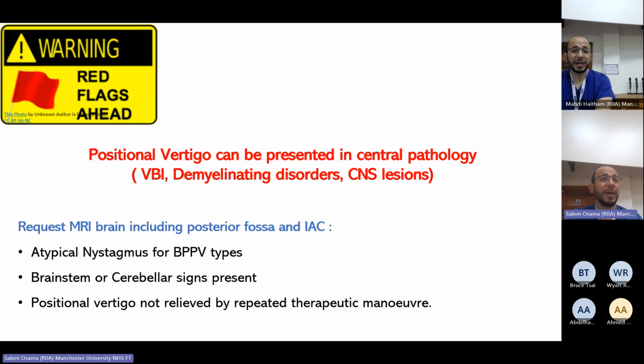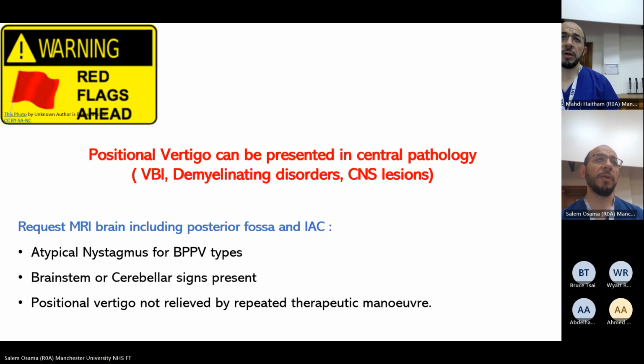Okay, so you need to request an MRI brain, including posterior fossa and IAC, if you note any atypical nystagmus for BPPV, or in your further examination, because you need to do a full assessment, a full examination. If you catch any signs of central weakness or any cerebellar functions, or when you did the repositioning for these patients, it's not improving, this will be a flag for you. There's something behind this problem. We need to go further, okay? And at that point, we need to arrange an MRI scan, which is very important.